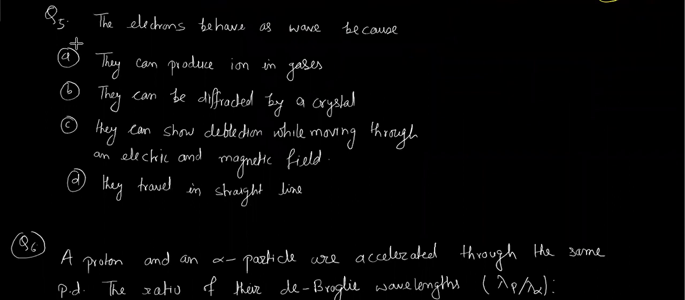Okay, question number 5, let us read it. The electrons behave as wave because they can produce ions in gases. They can be diffracted by the crystal. They can show a deflection while moving through an electric and magnetic field. They travel in a straight line.